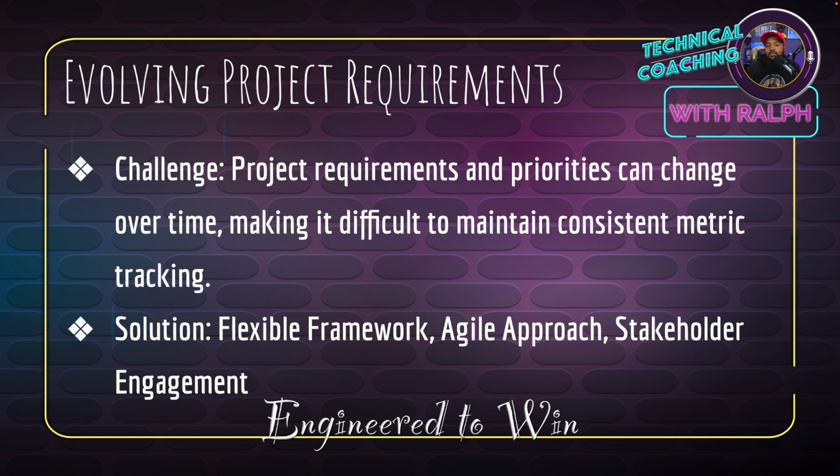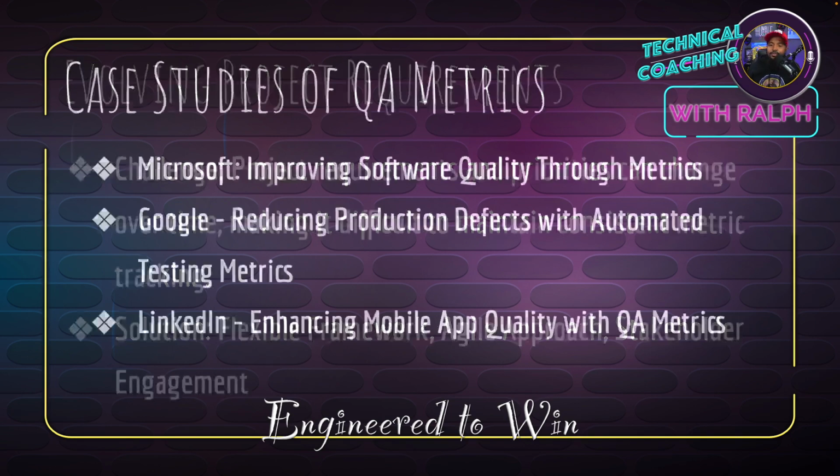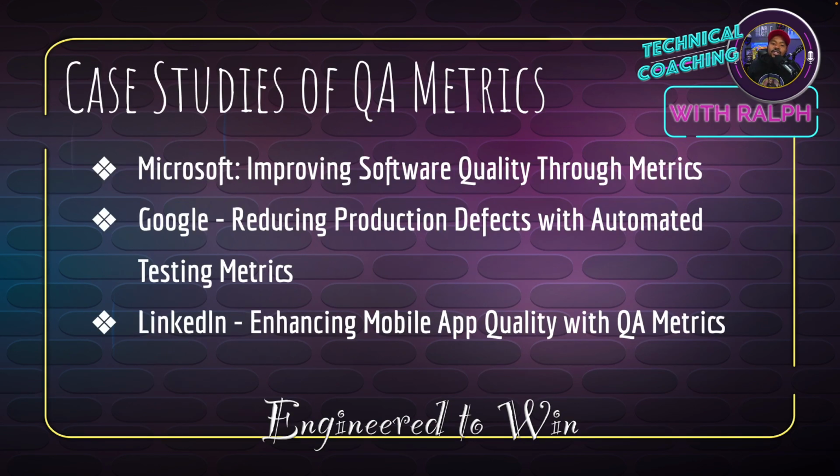You have to have an agile approach and make sure you engage the stakeholders, you get their feedback as the project changes. You also review the metrics that you're tracking and you say, okay, do we still need this metric? Or do we need this new one? And go from there. So what are some case studies of QA metrics?